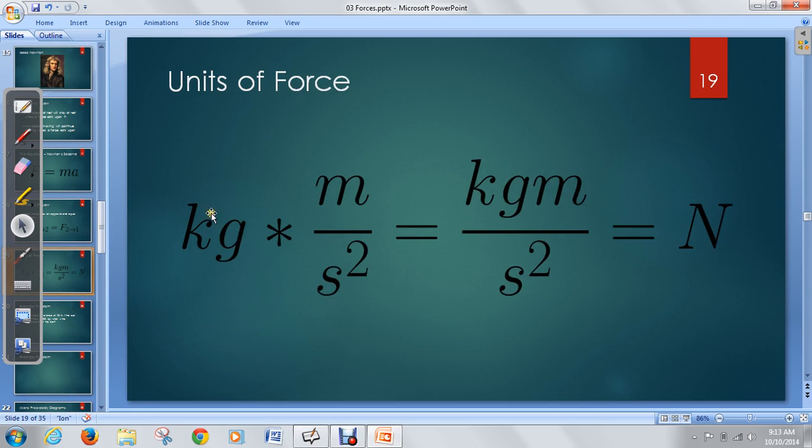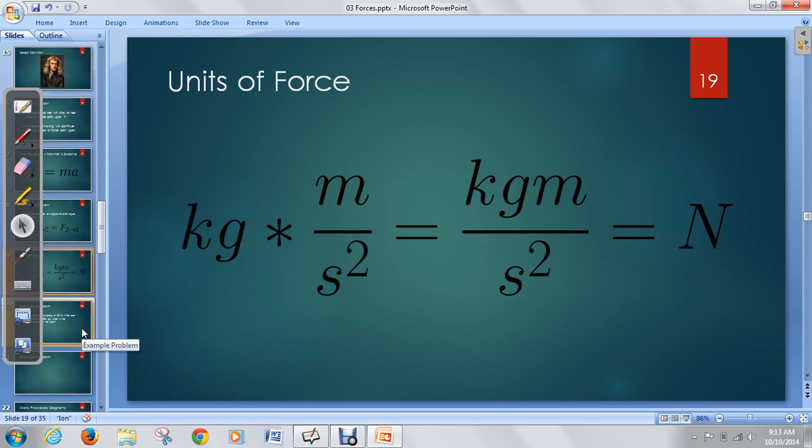If we look at the units of force really quickly, the unit of mass is kilograms. The unit of acceleration is meters per second squared. So we get kilograms meters per second squared. This is what we call a Newton. So this unit right here, kilogram meters per second squared, the unit of force, is what we call a Newton.